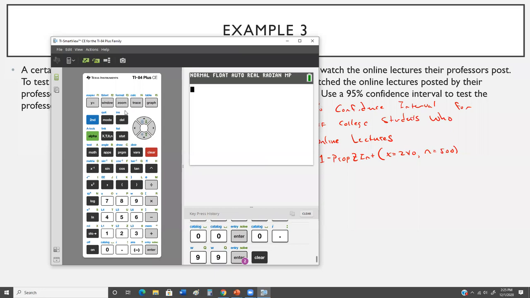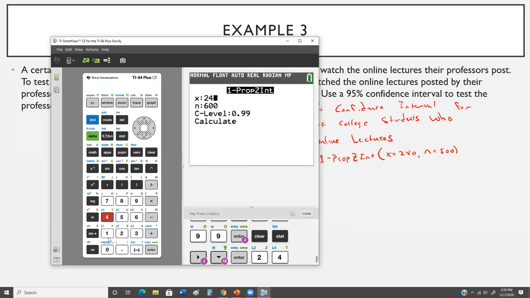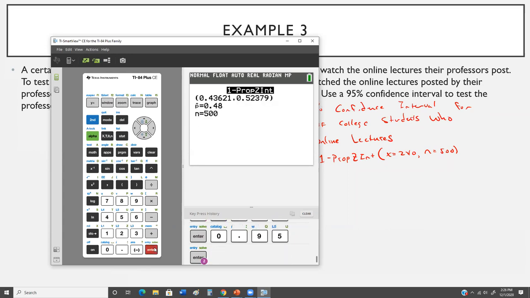So, on a trusty calculator, you're going to go STAT, over to TESTS, and down to 1-PropZInt. So x is 240, n is 500, and just make sure you change the confidence level to the one I want, 0.95. How many people got this value right here? Okay, great, a lot of people did. So the confidence interval says the proportion could be anywhere from 0.436 to 0.524.